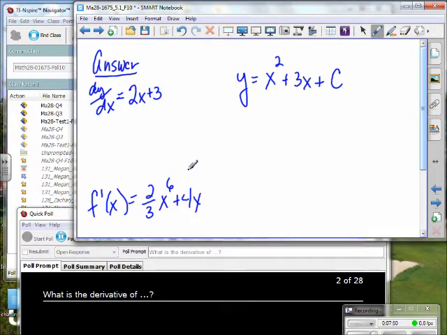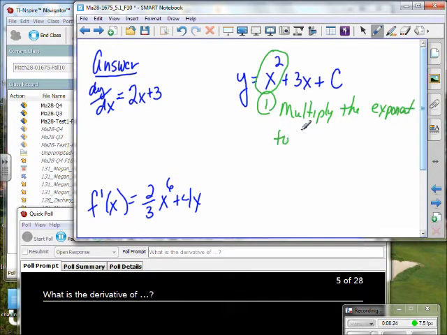But let's think about what are the steps to taking the derivative. The first thing, we'll just take this term right here. The first thing we do is, how do you take the derivative of x squared? Well, when you bring it to the front, it's because you multiply the exponent to the coefficient.